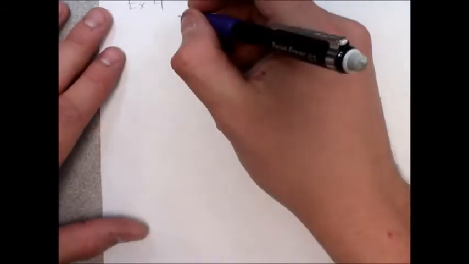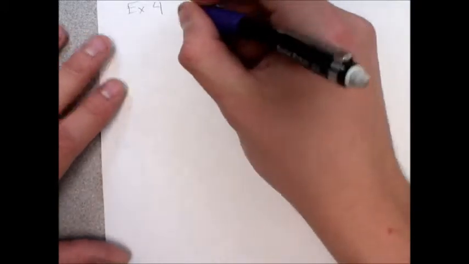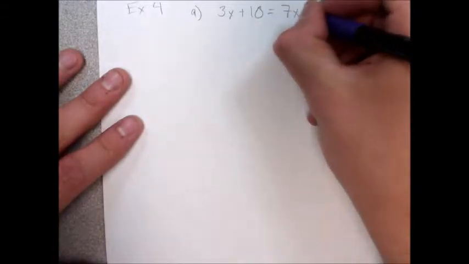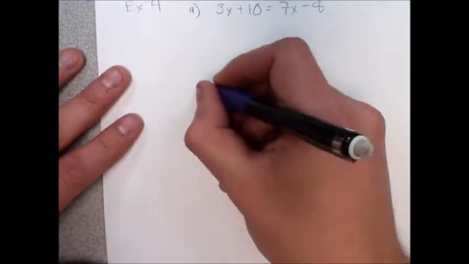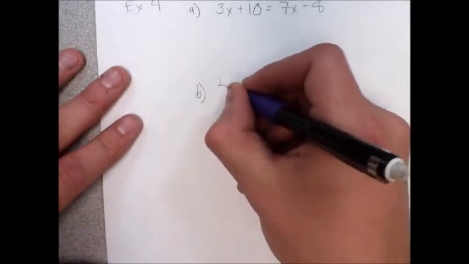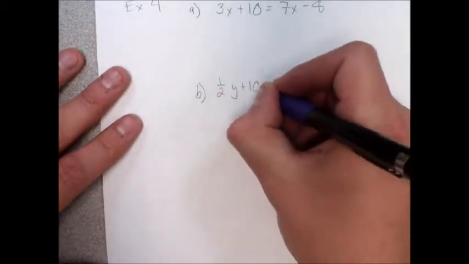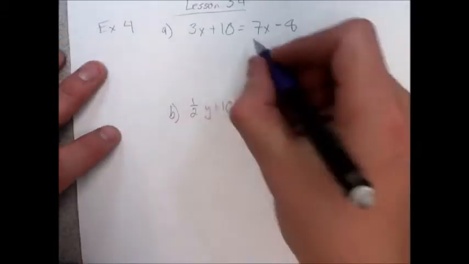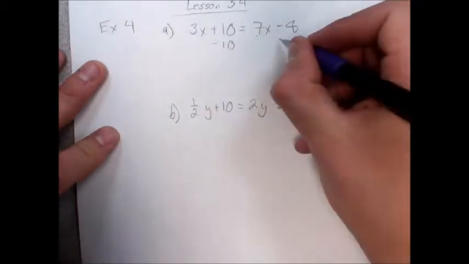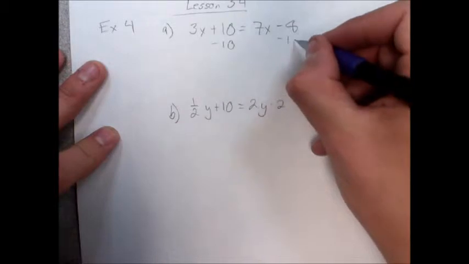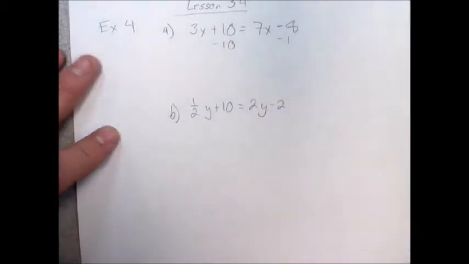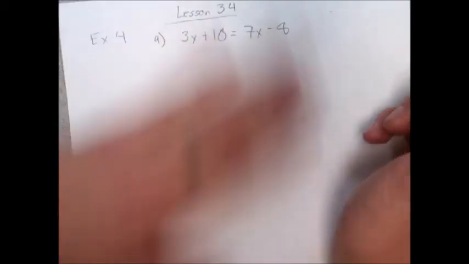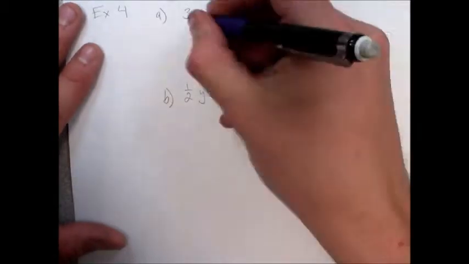So on example 4, part A, I decided that I'm going to set those two equations equal to each other. So 3x plus 10 equals 7x minus 8. And on part B, we decided that 1/2 y plus 10 is going to be equal to 2y minus 2, right? So we start in. I subtract 10 from both sides. Why should I not subtract 10? Why should I add 8? Because I'll end up with a negative, so it's better that I add 8 first. So here we go. I'm going to add 8 instead of subtract 10.